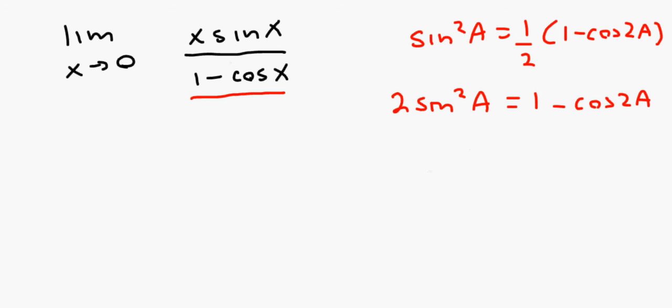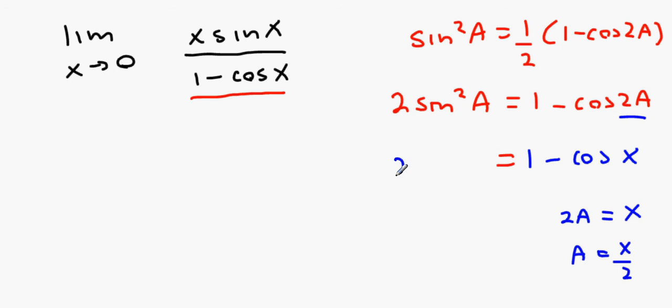So let's replace x in this formula, okay? Instead of having 2a, we have x. This means that 2a equals x, yeah? So x equals 2a, which means a equals x over 2. So this will turn into 2 sine squared x over 2.